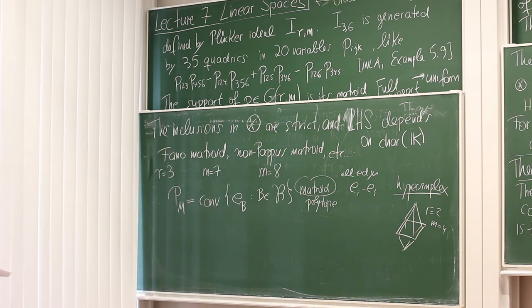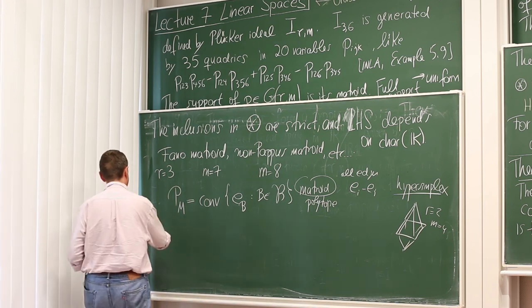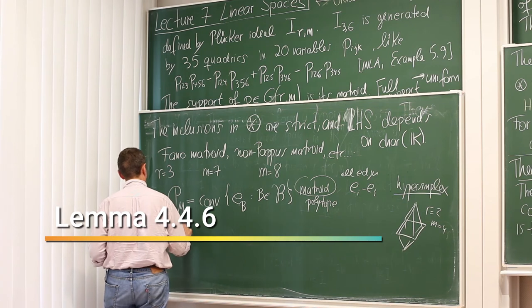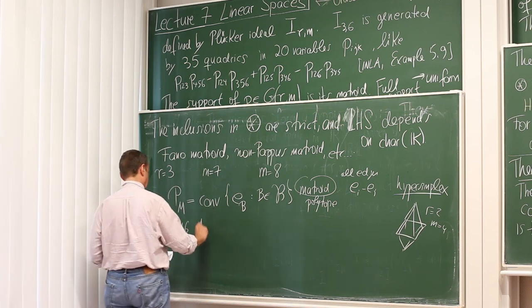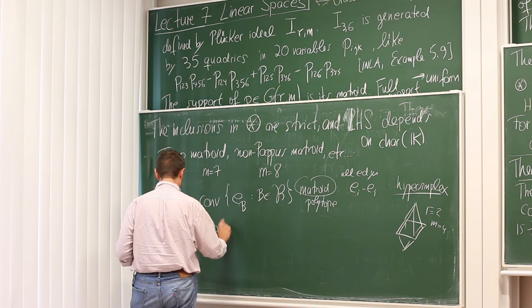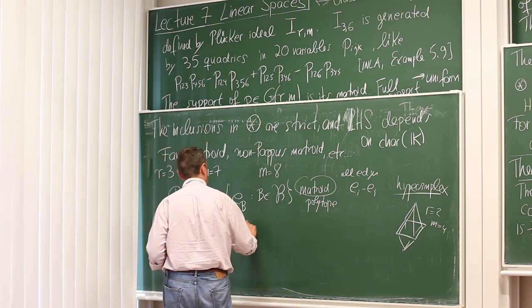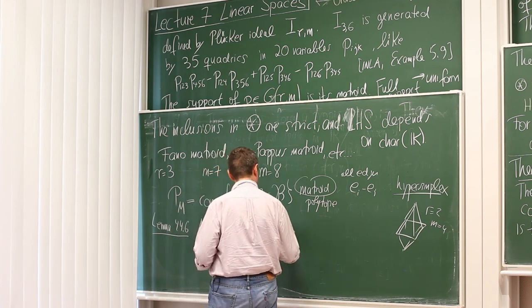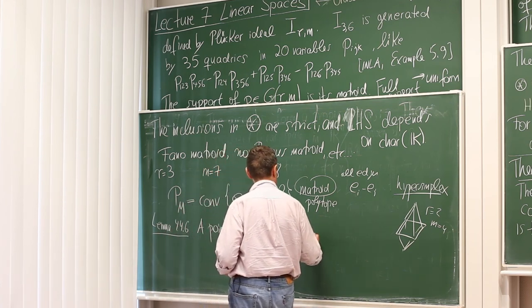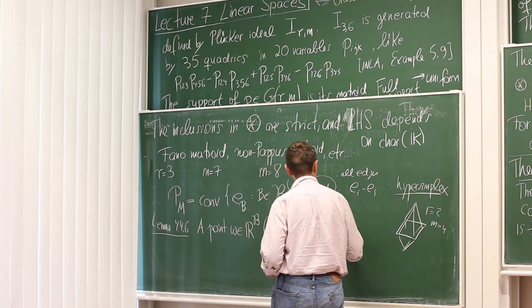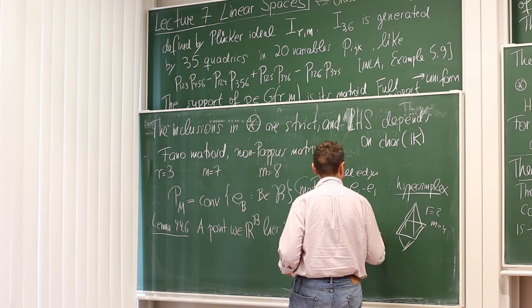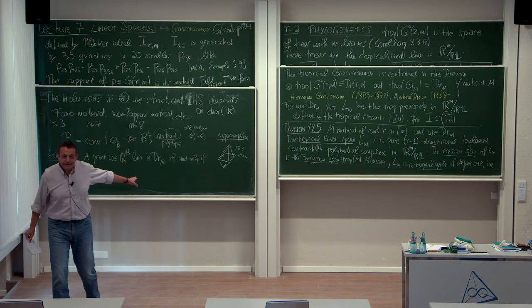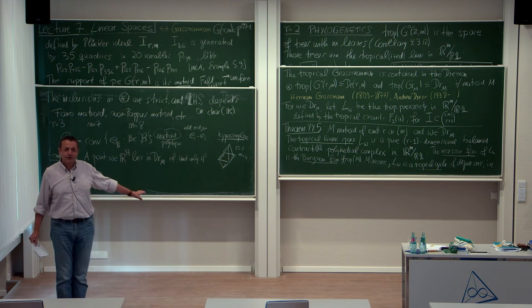Okay. So here's a lemma, four, four, six. Suppose you have any point w in R to the B. I'm going to tell you whether it lies in the Dressian. It lies in the Dressian if and only if something holds. Okay. Now this lemma you can use as the definition for the Dressian.